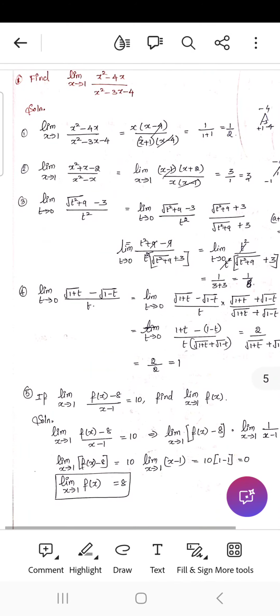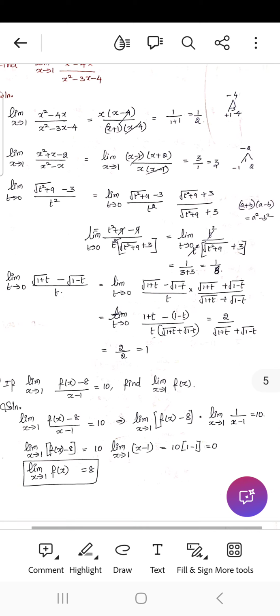Next one is limit t tends to 0, root of t square plus 9 minus 3 divided by t square. Substituting t equal to 0 in the above equation, we will get 0 by 0. This is the indeterminate form. So conjugate of root of t square plus 9 minus 3, multiply and divide.